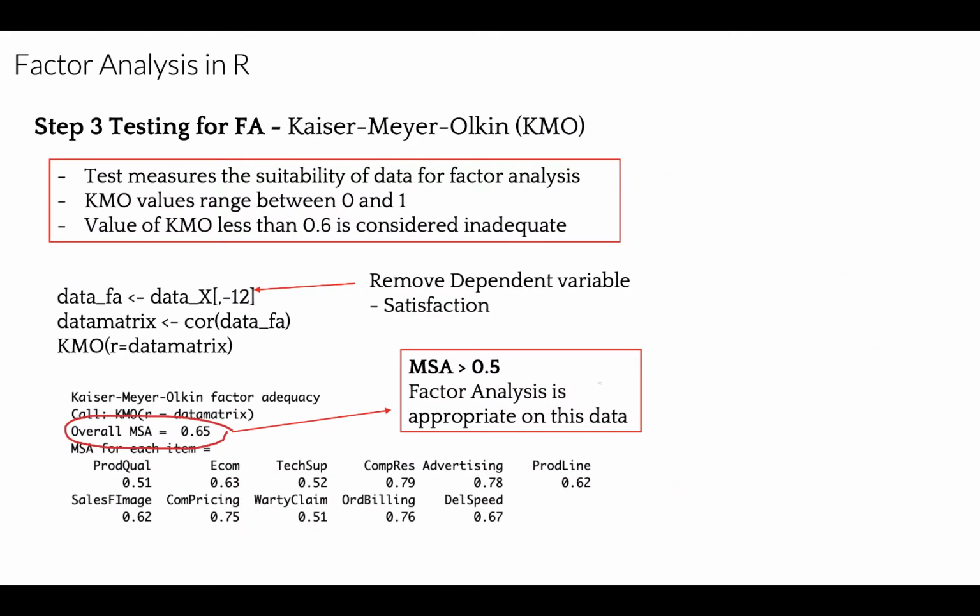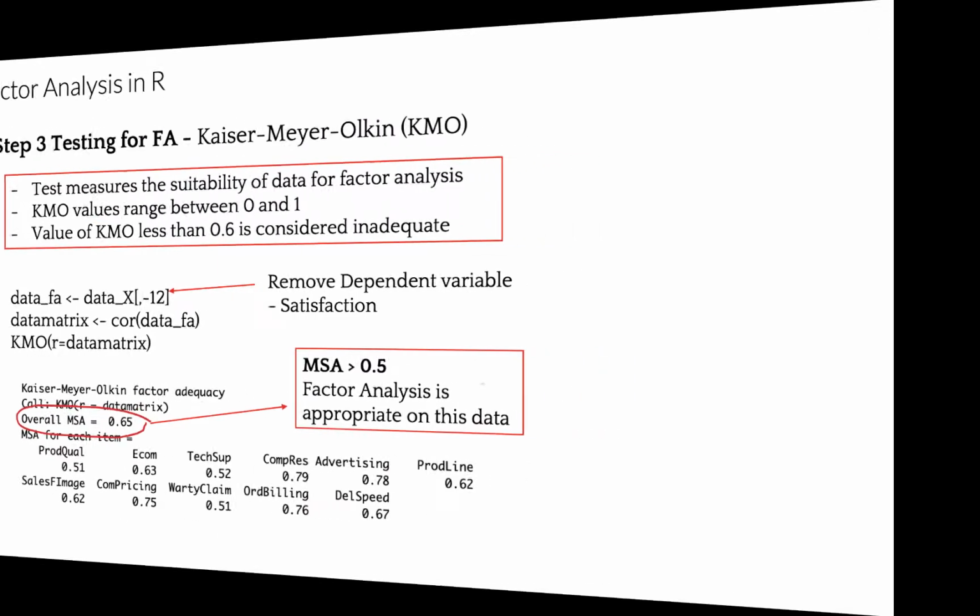In step 3, we'll be creating a new dataset by taking a subset of only the independent variables. We'll remove the satisfaction variable and then perform a Kaiser-Meyer-Olkin test. The KMO test measures the suitability of data for factor analysis. KMO values range between 0 and 1. A value of KMO less than 0.5 will be considered inadequate. The results show that the test value is 0.65 and factor analysis is appropriate.